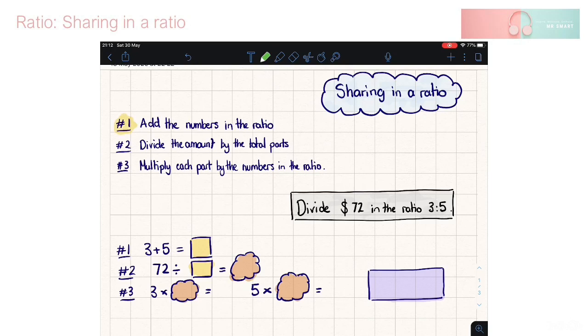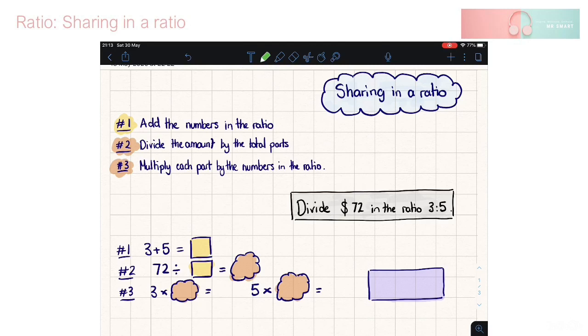Step number one is to add the numbers in the ratio so you know how many parts you're sharing the amount into. Then, step two is to divide that amount by the number of parts. And then thirdly, multiply each part by the numbers in the ratio. So we'll do a few examples just to illustrate that.